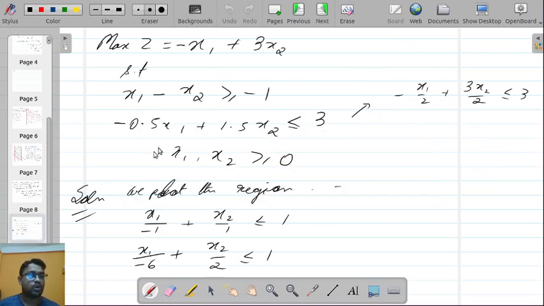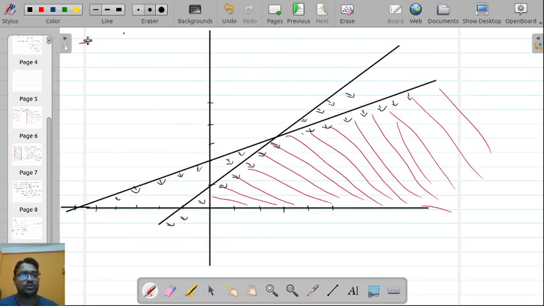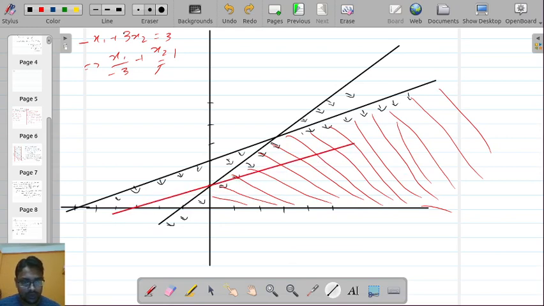Now let us plot the cost line. What is the cost line? Minus x1 plus 3x2. We plot the cost line for minus x1 plus 3x2 equal to 3, that is x1 by minus 3 plus x2 by 1 equal to 1. Let us plot this: x1 by minus 3 and x2 by 1. Oh sorry, control Z. So this is the cost line.